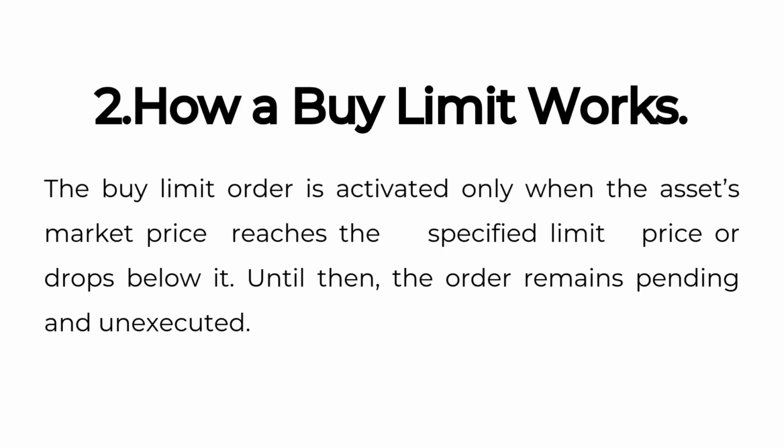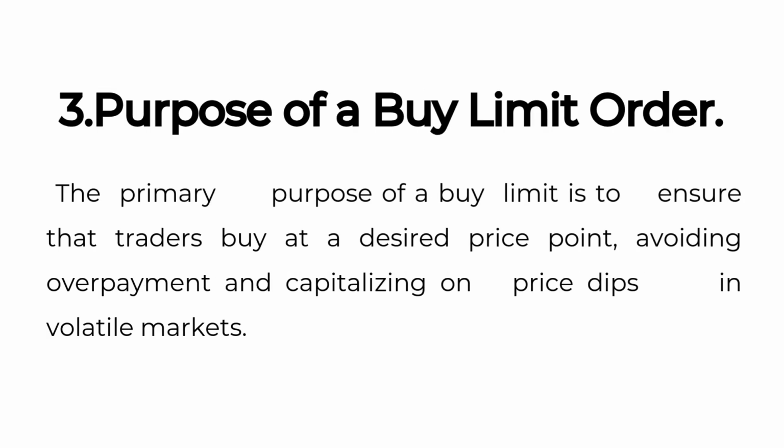How a buy limit works. The buy limit order is activated only when the asset's market price reaches the specified limit price or drops below it. Until then, the order remains pending and unexecuted. Purpose of a buy limit order. The primary purpose of a buy limit is to ensure that traders buy at a desired price point, avoiding overpayment and capitalizing on price dips in volatile markets.